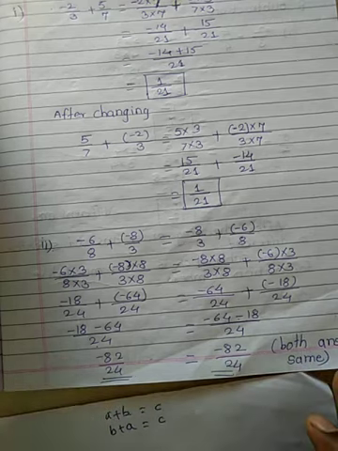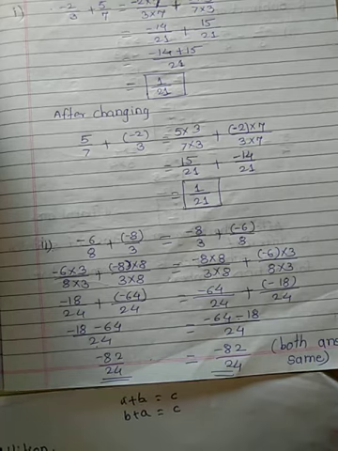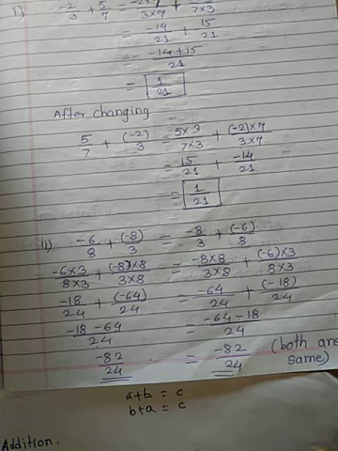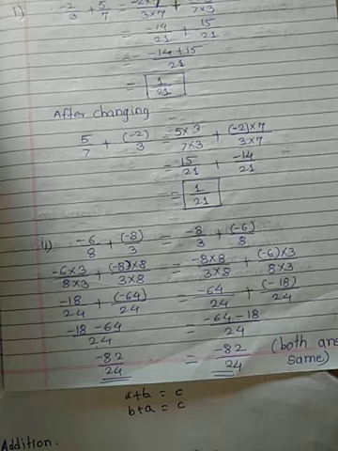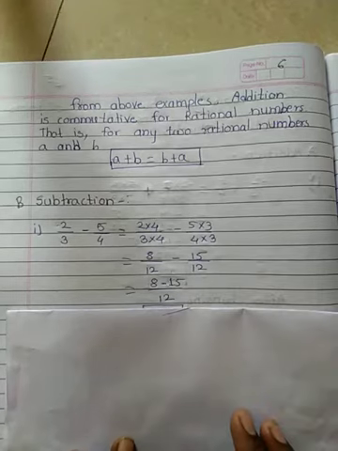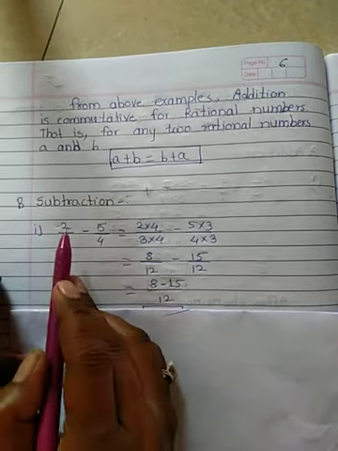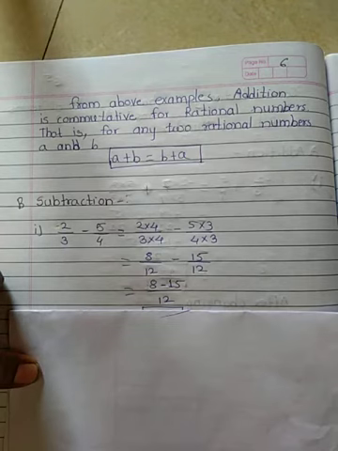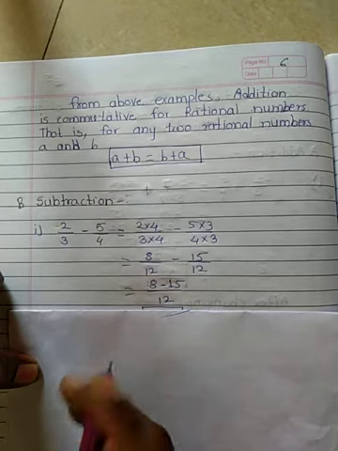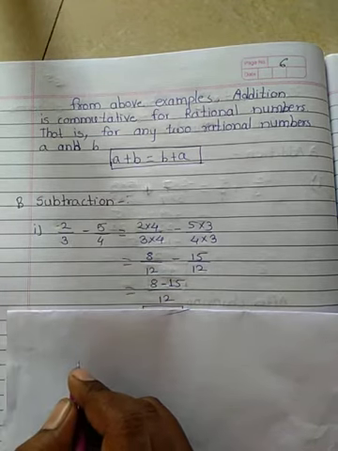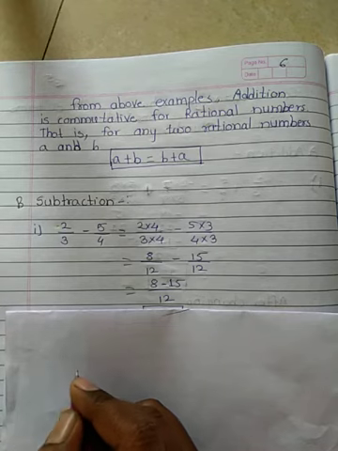Means for addition it can be commutative, rational number addition can be commutative, means the commutative law we can apply. Commutative law means what? Whenever we are doing the operation we can change the terms of that operation. Okay, now next we'll see whether subtraction is commutative or not.